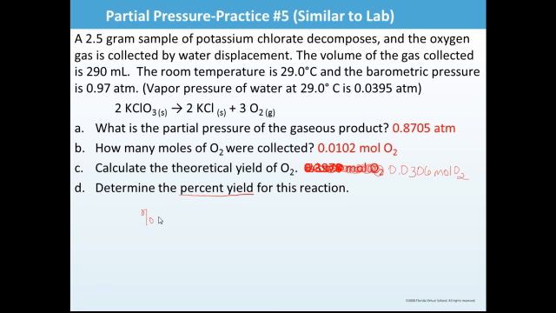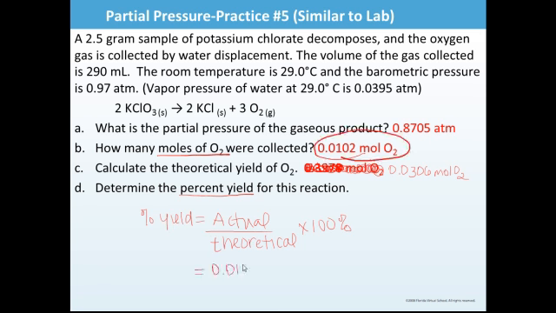So to calculate percent yield, we're going to have the following formula. Percent yield equals actual divided by theoretical times 100%. Our actual yield is how much we actually made in the lab. Our actual yield is how many moles of your gas that you collected. This is our actual yield. So it's 0.0102. Your theoretical yield is how much you were supposed to be able to make.